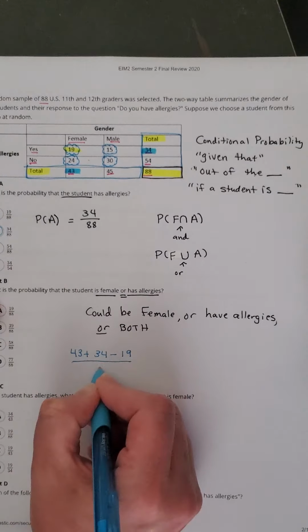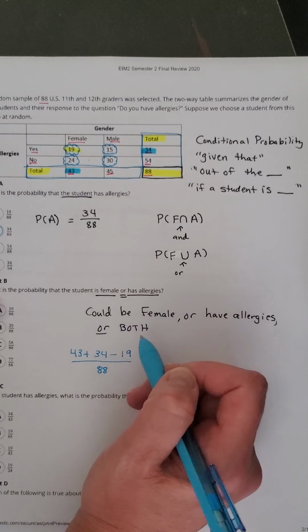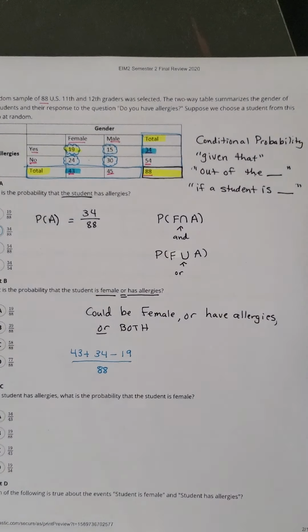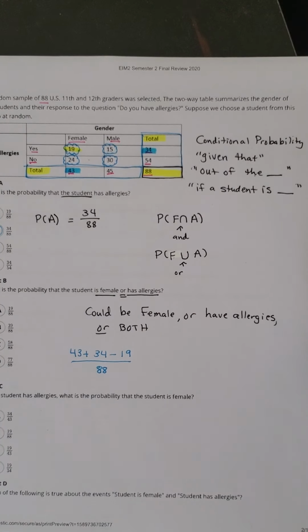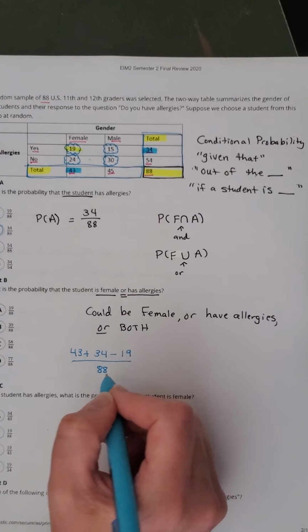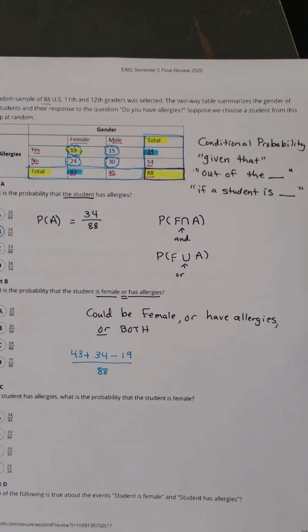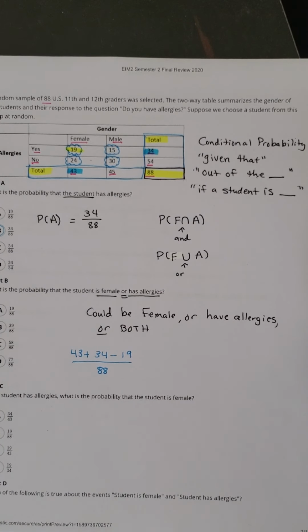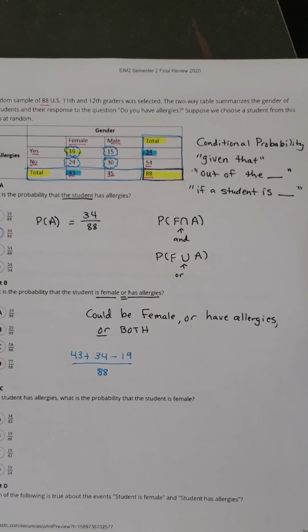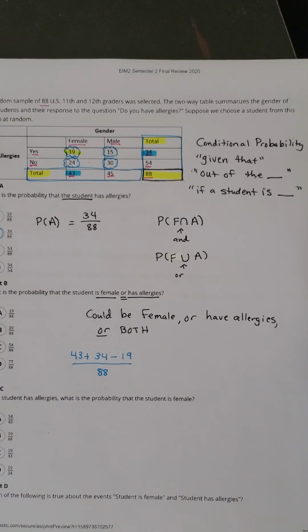So this is one way to do it. And this is actually called the general addition rule. So the general addition rule is the probability of A plus the probability of B minus their intersection, or minus their overlap. So this is one way to do it. And when you add 43 and 34, you get 77. And then if you subtract 19, you will get 58, right? So 58 out of 88.